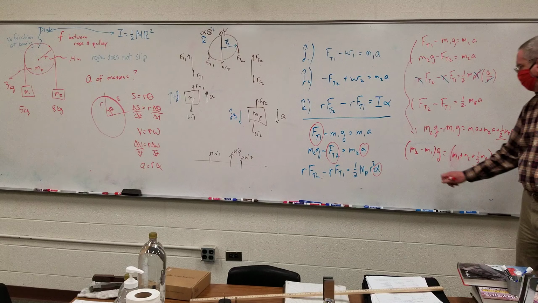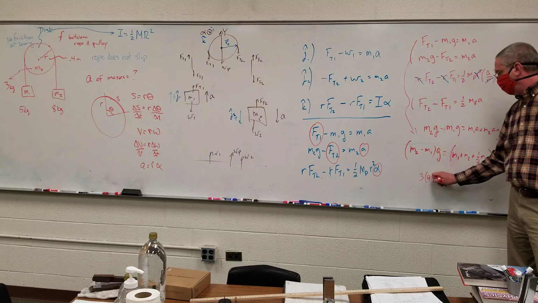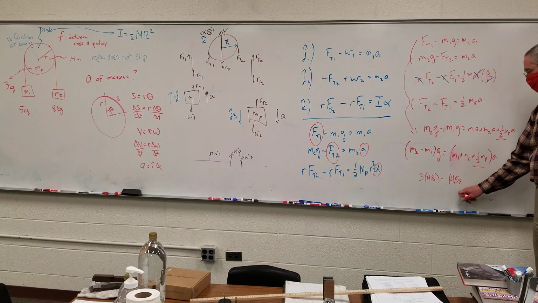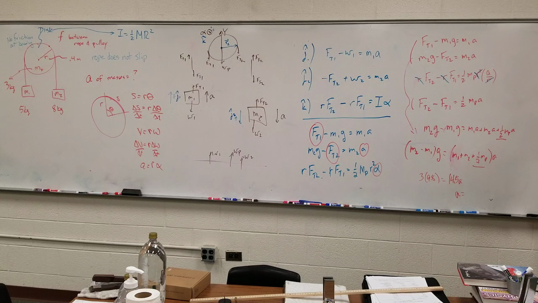So that is 3 times 9.8 equals 5 plus 8 plus half of 3. That says 13, so 14.5A. Somewhere around 2 meters per second squared. 2.03. Agree? Yeah, 2.03.